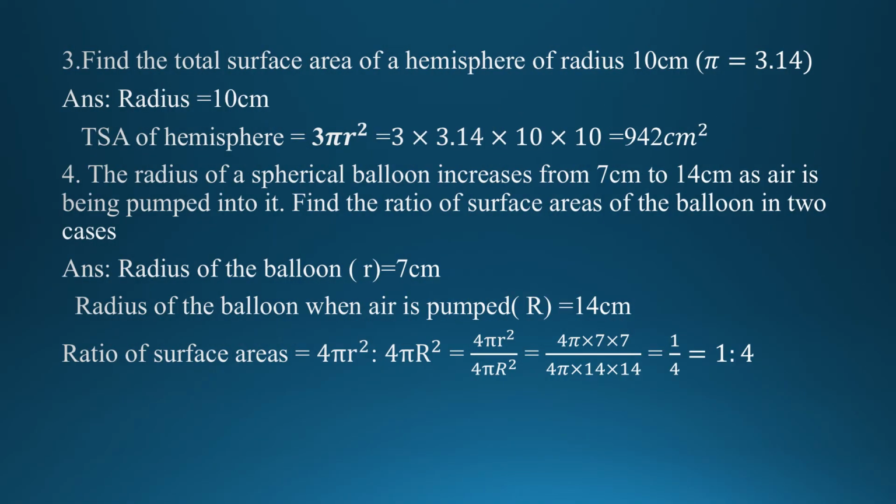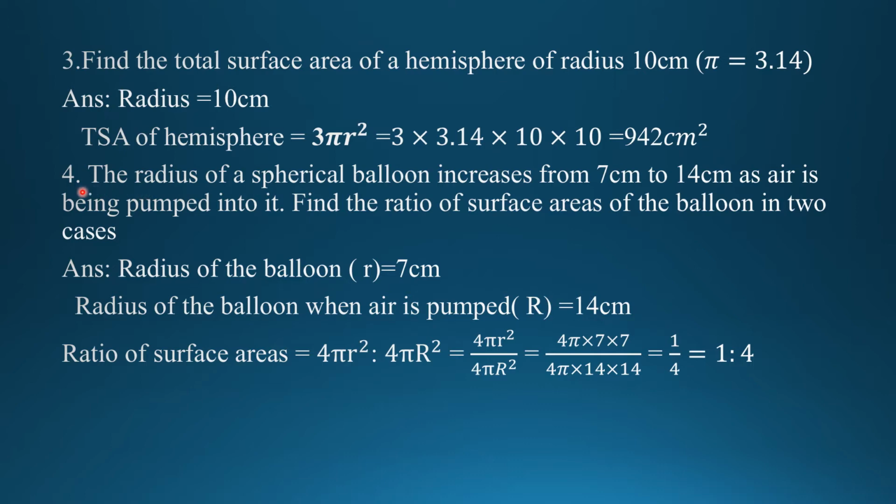In question number 3, we are asked to find the total surface area of a hemisphere of radius 10. We should take the value of pi as 3.14. Here the shape is a hemisphere and radius is equal to 10. Total surface area of a hemisphere is 3 pi r square, that is 3 into 3.14 into 10 square, which is equal to 942 centimeter square.